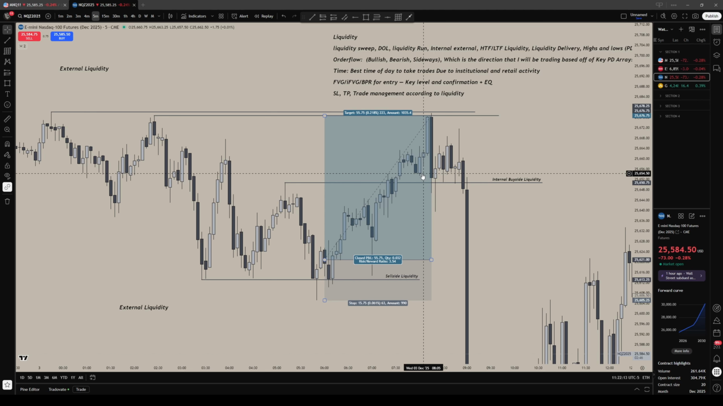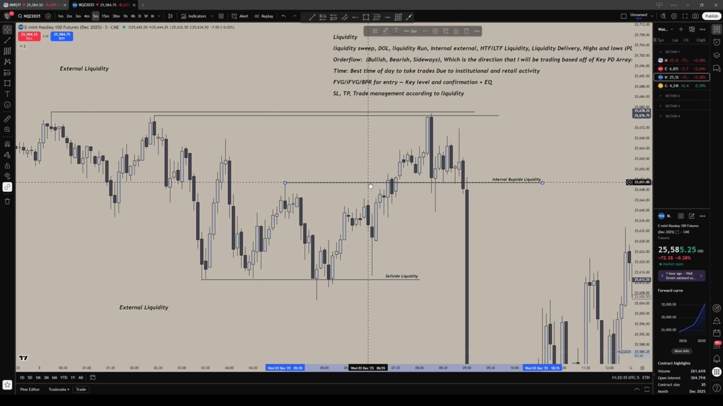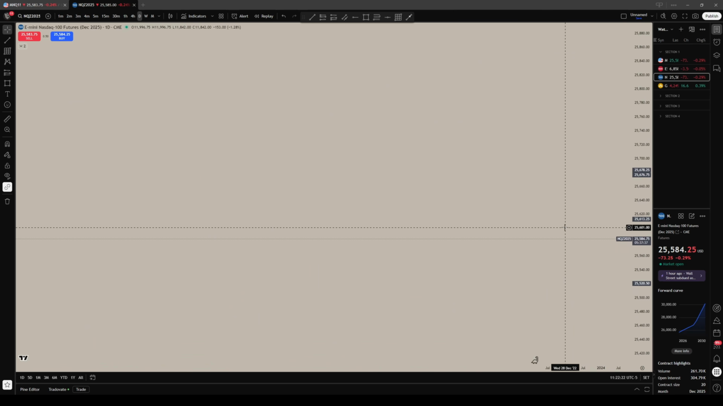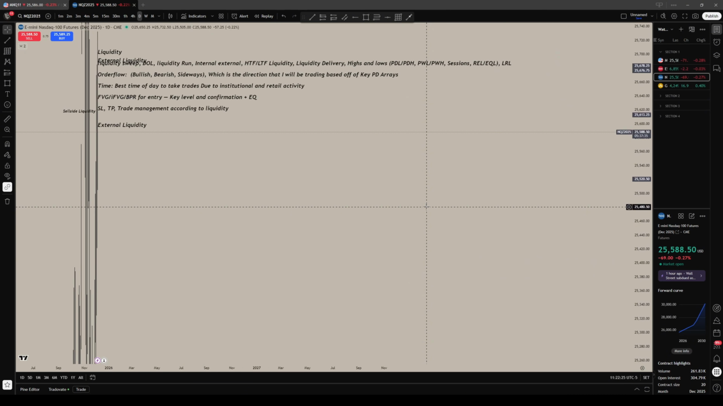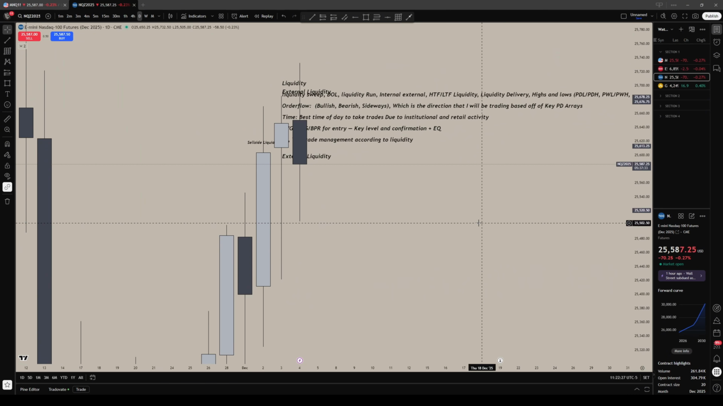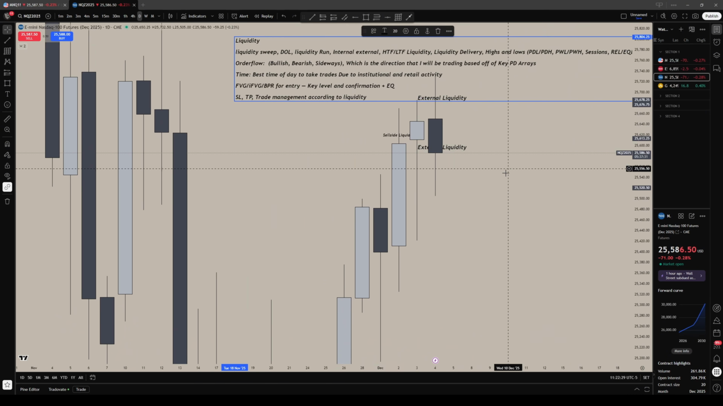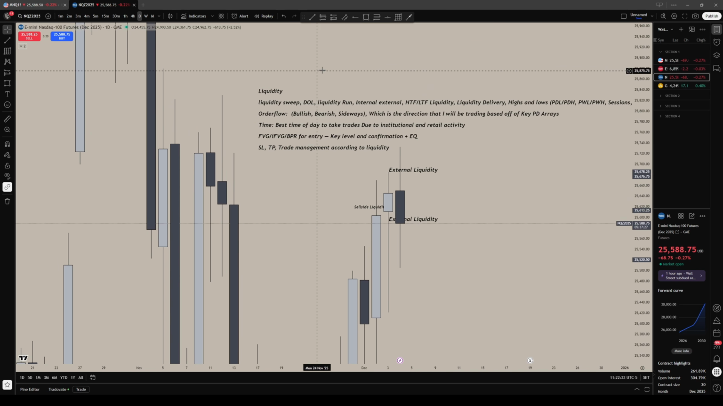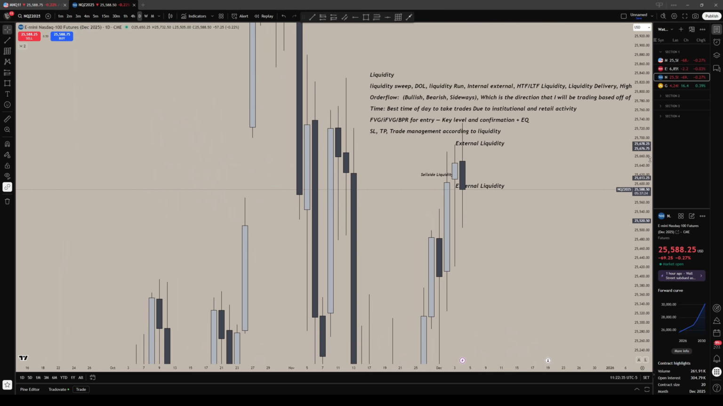Now we're gonna get into high time frame, low time frame liquidity. Let's look at the daily chart. I'll mess up with these words, but let's look at the daily chart. On the daily chart, what is high time frame and low time frame liquidity? High time frame liquidity is what it sounds like: liquidity on the high time frame.